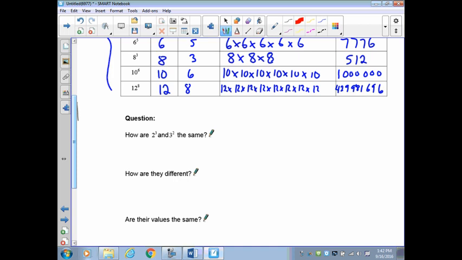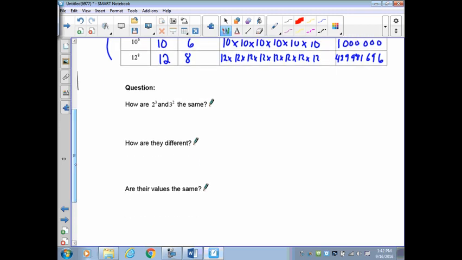Okay, so here are simple questions that I want you to understand that will lead to your better understanding of what we're doing. How are 2 to the 3 and 3 to the 2 the same? Well, you can tell that they're using the same numbers.